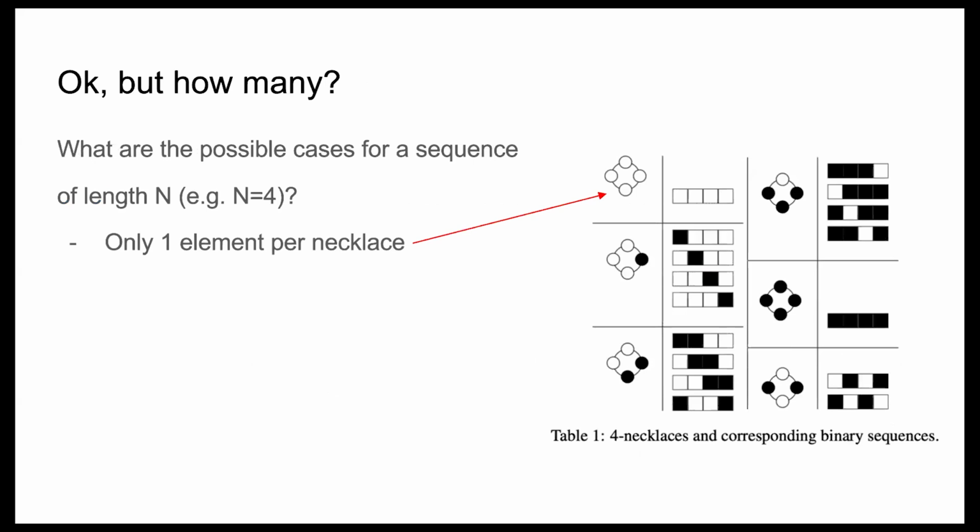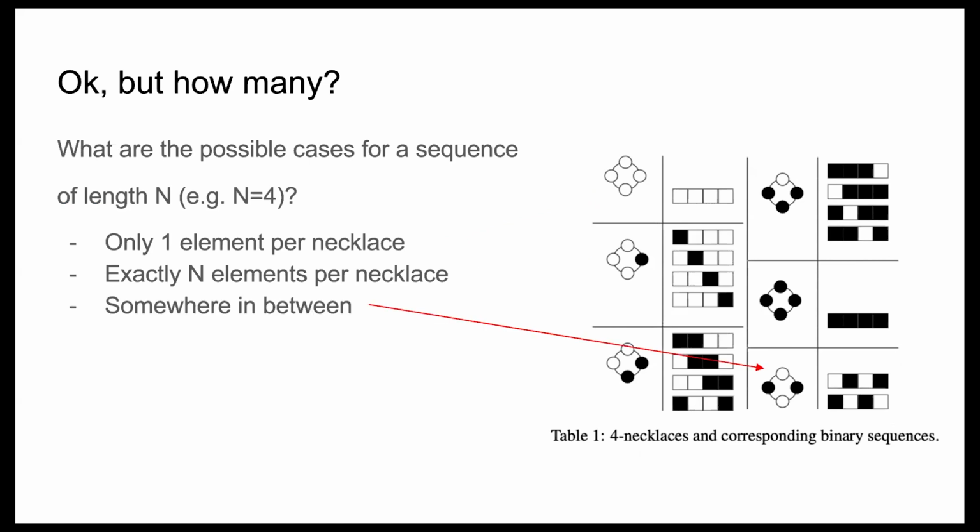So maybe we can have an easier understanding of what these things look like and how many of them there are. Here on the right, you can see the necklaces and the corresponding sequences. The one on the left is the equivalence class. The options are just to have 1 element per necklace, like in this case where everything is white, or exactly n elements. In this case, n is 4. And you can have some intermediate states when you have some periodicity.